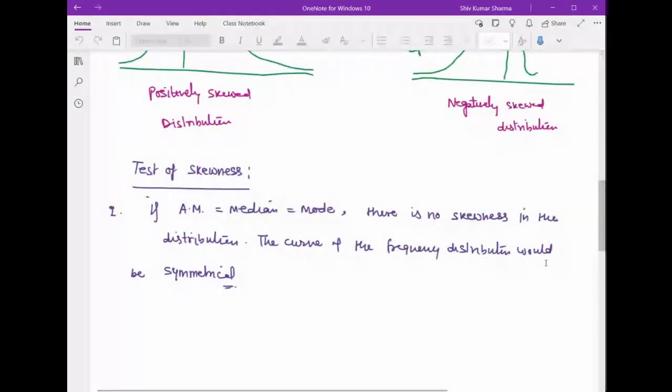So testing of skewness, the first point is that if the arithmetic mean, median, and mode are equal, then we can say that there is no skewness in the distribution. That means the distribution is symmetrical.